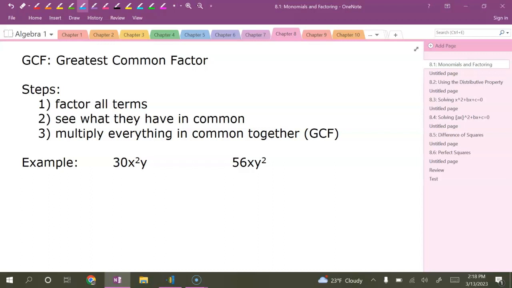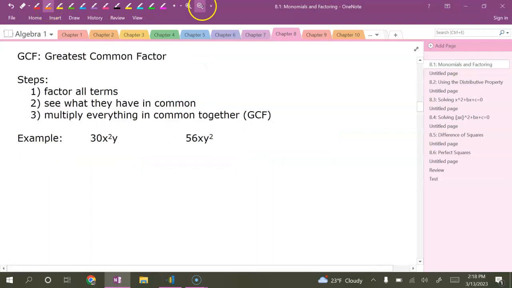Now, the steps to doing this are very similar to what you were just doing. You're going to have to start by doing your factor trees for both of the terms that you have, or if you're given 3 terms or more. Then you look to see what they have in common. So what are the terms that you can see showing up in both of those factored forms? Then what you're going to do is multiply everything together to create your GCF.